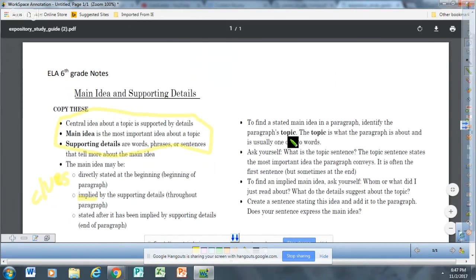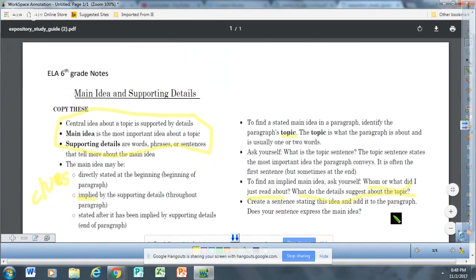Okay, you do need to identify the topic. And what is it about? Is it about penguins? Is it about hurricanes? Those kind of things. And sometimes there's a topic sentence, kind of like a main idea sentence, but each paragraph would have a topic sentence, and those together might give you an idea. If the main idea is implied, whom or what did I just read about? And what do the details suggest about that topic? And again, most of the time now that you're in secondary, our main ideas will be implied.